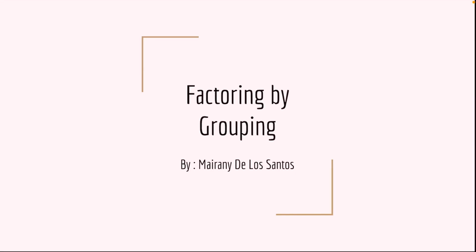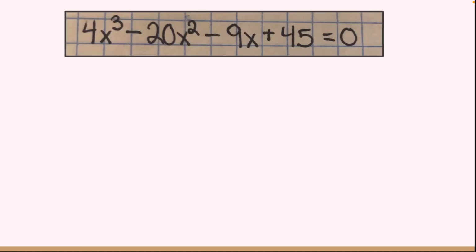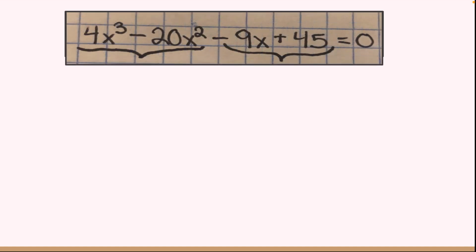Factoring by grouping. This slide is the steps I will be going over in the next slide, so you can pause to read this if you need. So this is the equation we're going to be using, and the first thing we do in factoring by grouping is section the equation off into two sections, and then we have to find the GCF.